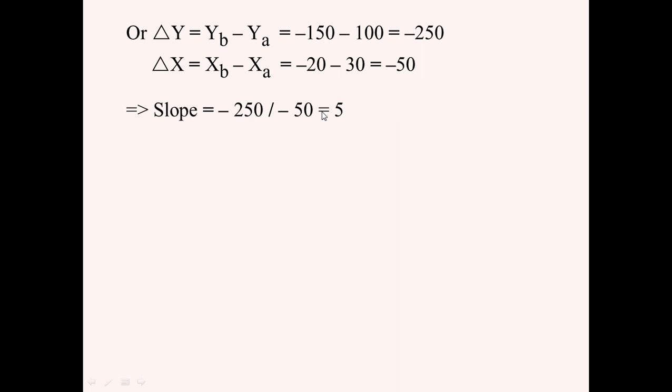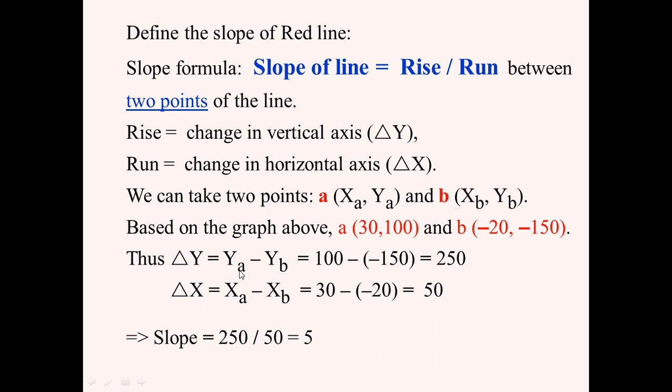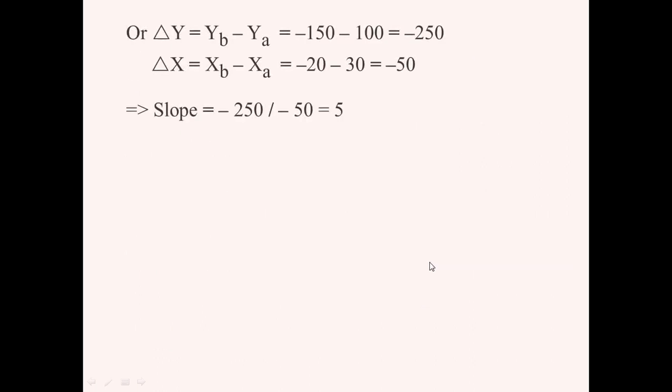Okay, be careful about your sign. In this case, because you take y as A minus B, this is all plus. But when you take B minus A, this is all minus. Minus divided by minus is plus. Be careful about this one. Some students did this wrong, especially the sign, plus or minus. Okay, the slope is already defined.